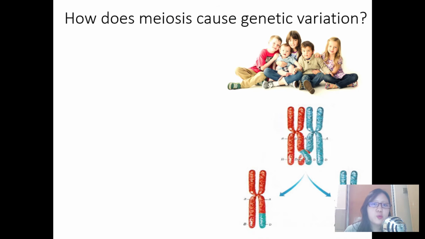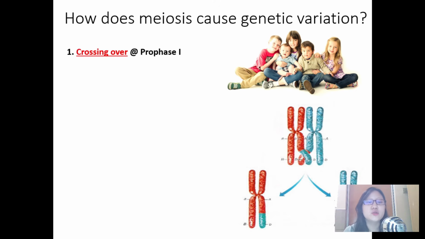Okay, now that we've finished the process of meiosis I and II, let's answer this question. How does meiosis cause genetic variation? If every single child has the same parents, why is it that they look different? That's because the gametes resulting from meiosis are different. What causes this? There are two main things. Number one, crossing over, and number two, independent assortment.